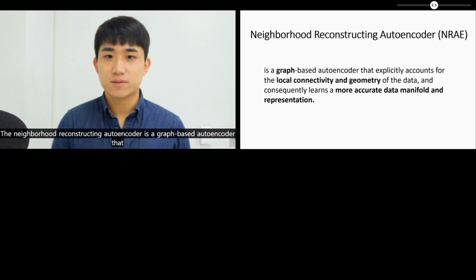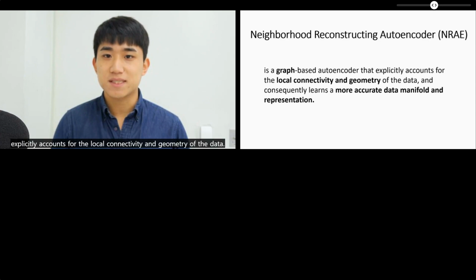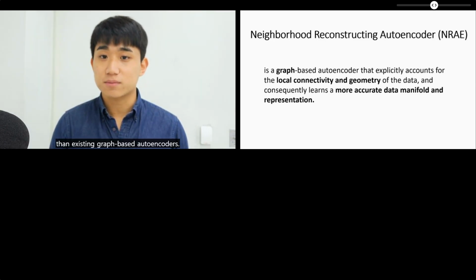The neighborhood reconstructing autoencoder is a graph-based autoencoder that explicitly accounts for the local connectivity and geometry of the data. This allows it to learn a more accurate data manifold and representation than existing graph-based autoencoders.